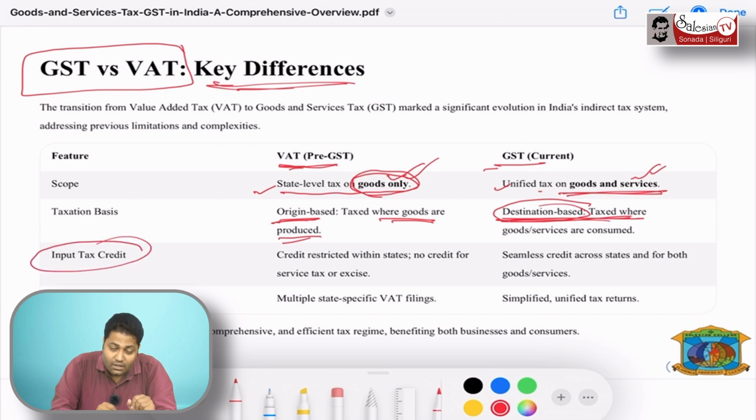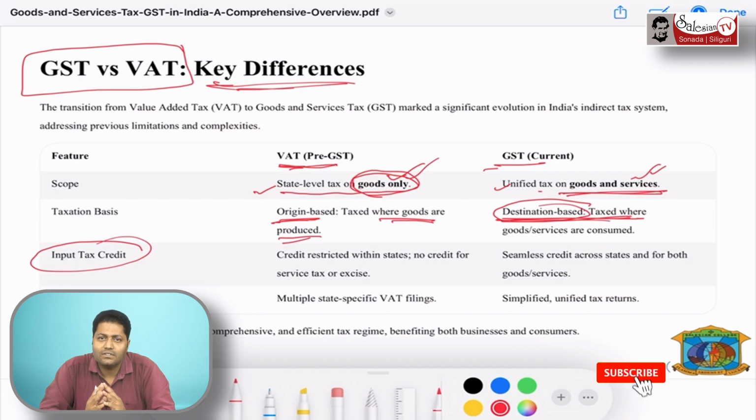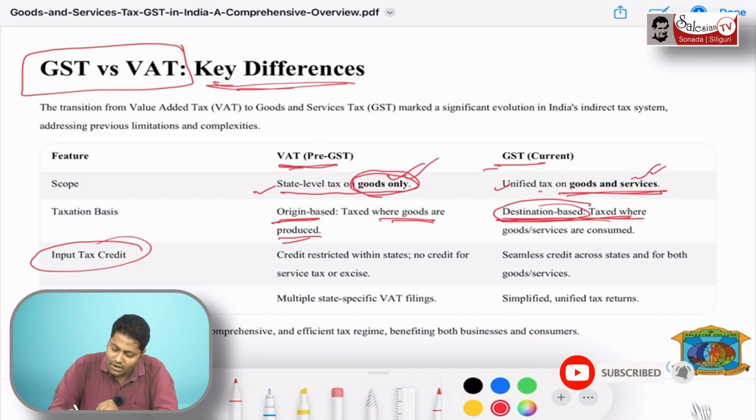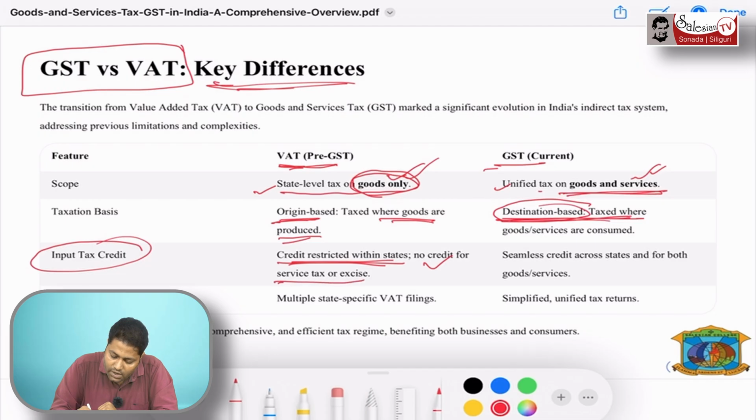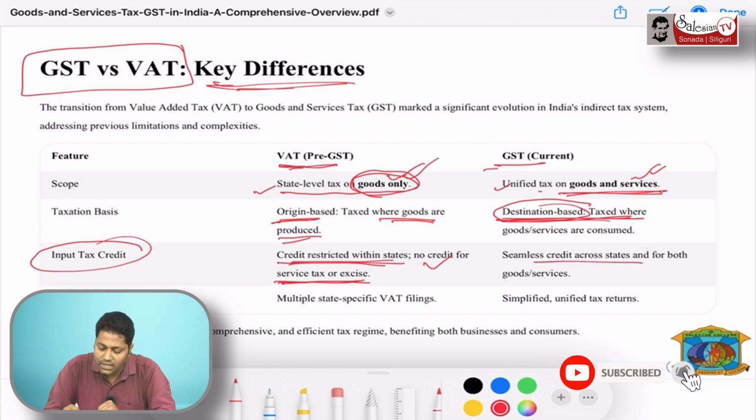Now, input tax credit. Now you tell me, whether an input tax credit system was there in VAT. That's why here comes the GST. Just now we have studied that in VAT, there was a cascading effect. That's why input tax credit is there in GST. So now see, credit was restricted within the state, with no credits for service tax or excise. Now here we have a facility of input tax credit. It's very simple.